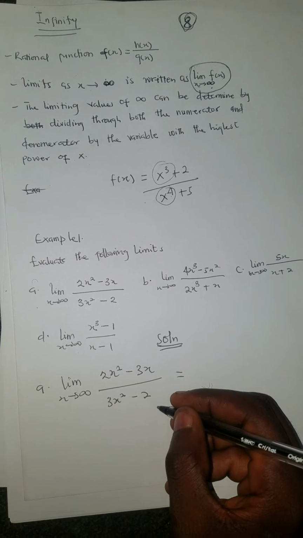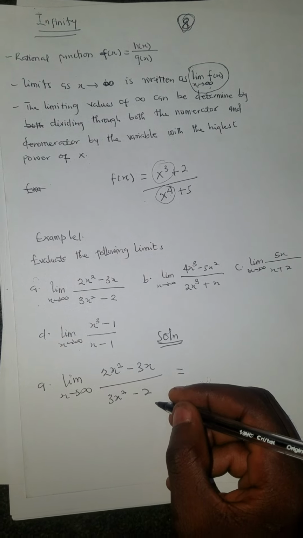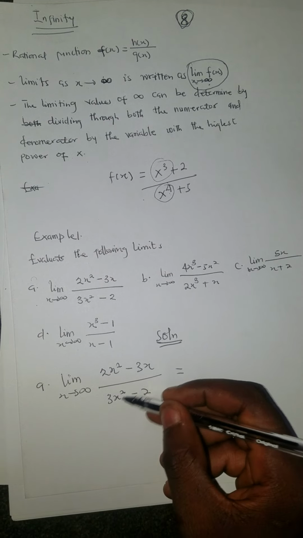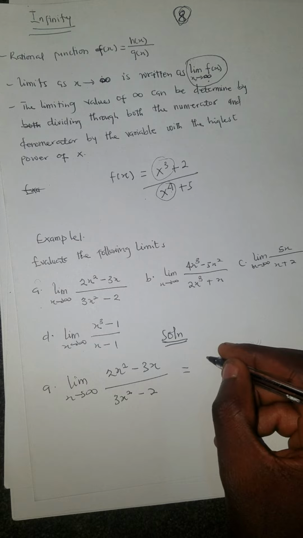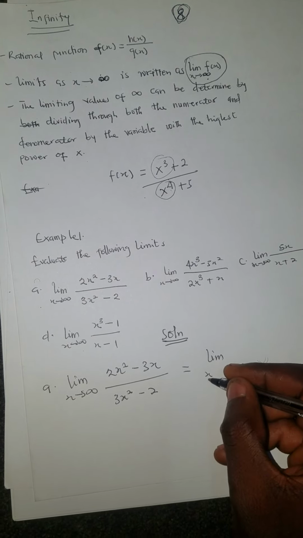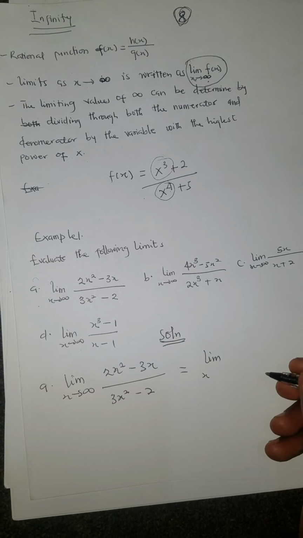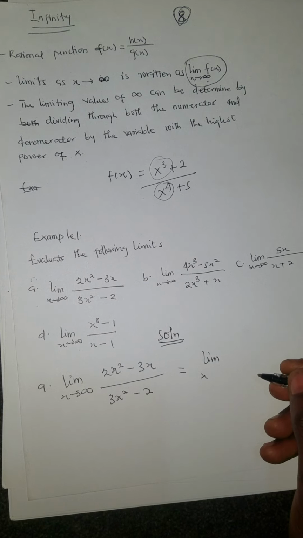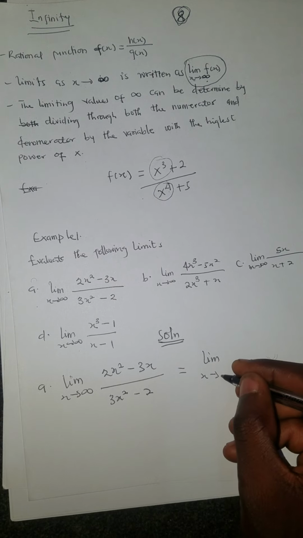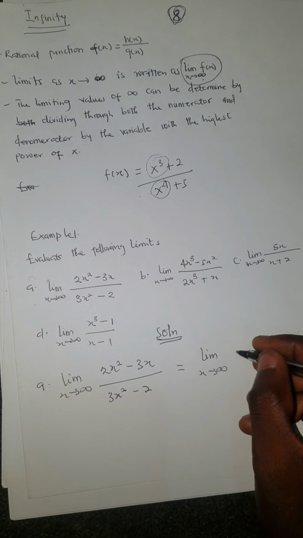And we said that when you are given a question like this, look for the variable with the highest power. It is x squared that has the highest power here. So we divide everything by x squared. The reason we do that is, if you substitute infinity inside, it will be undefined and you can't solve it. That is why you have to manipulate the function before you substitute.